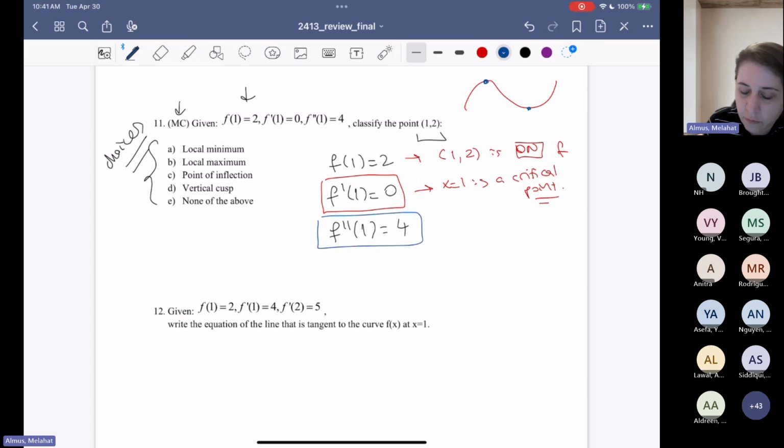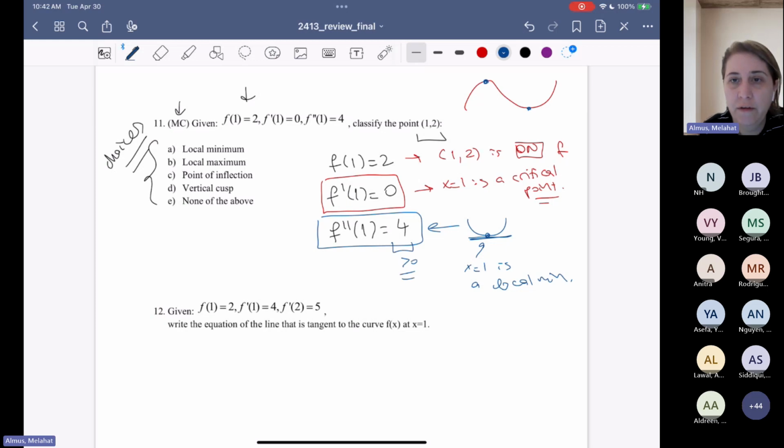The last piece of information says your shape around 1 is a concave up shape. So x equals 1 must be a local minimum. Because 4 is greater than 0, a positive second derivative means your shape is a cup shape, which means your critical point must be a local minimum. So you pick that one. Okay? So there might be some dummy choices there. But the problem is really, is it the local minimum, is it the local maximum. And the name of this test is called the second derivative test.